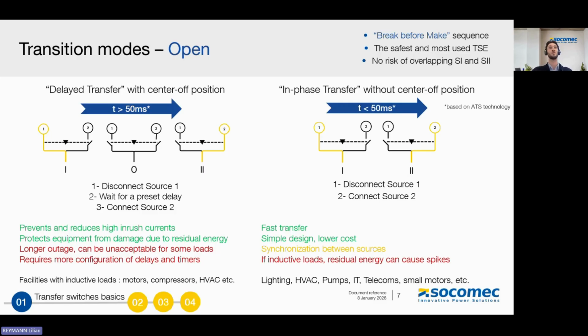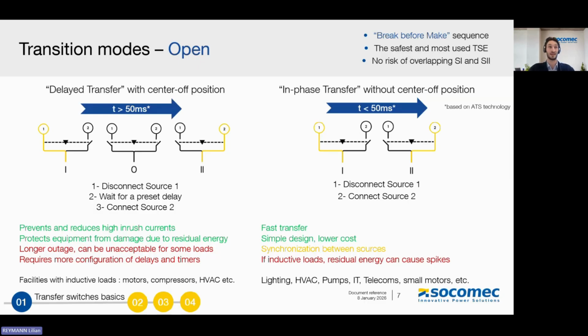And the third part of the sequence, you will connect source 2 when source 2 is available to connect. So the good point with it is that it prevents and reduces high inrush currents. It protects equipment from damage due to the residual energy because it has the time to dissipate in the center off position.